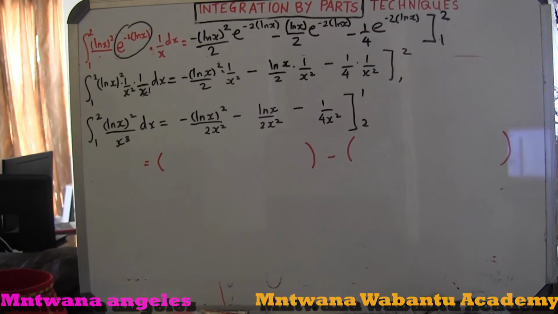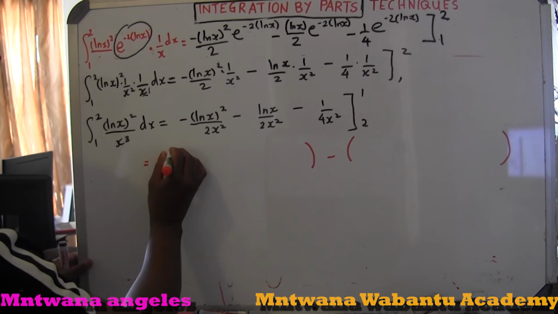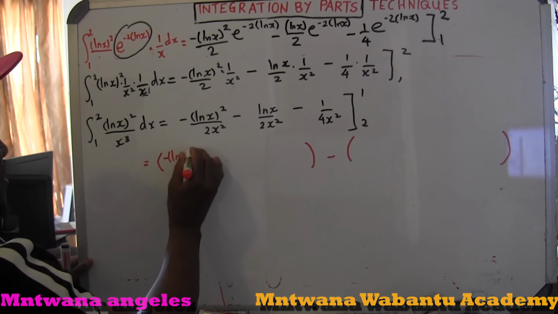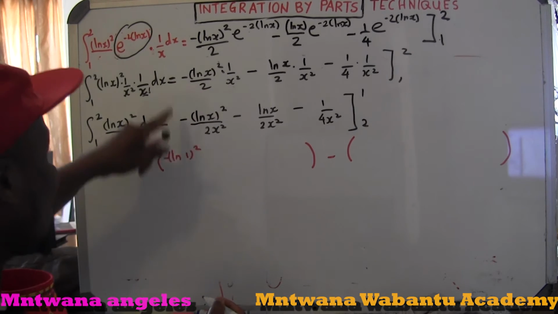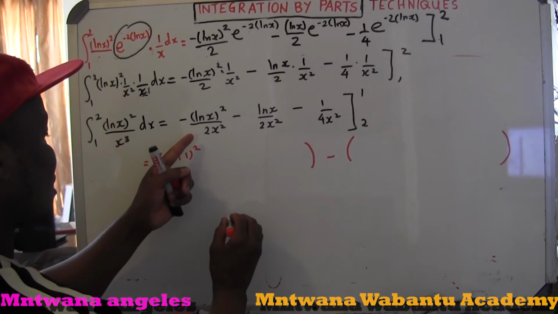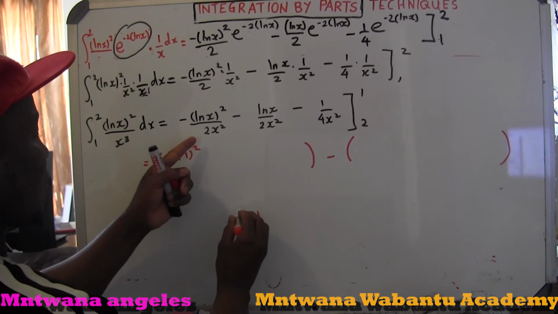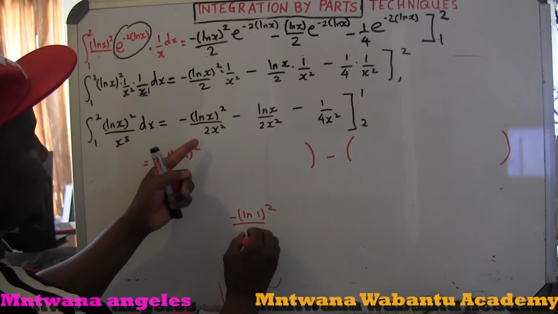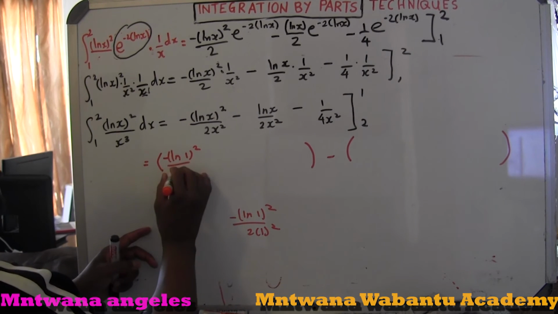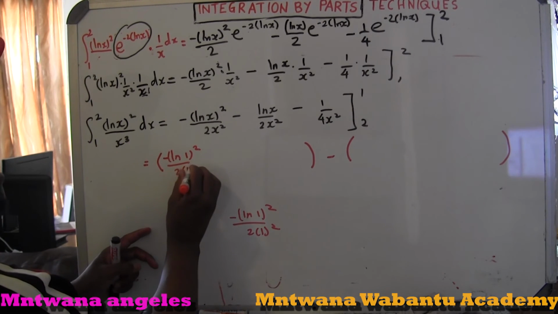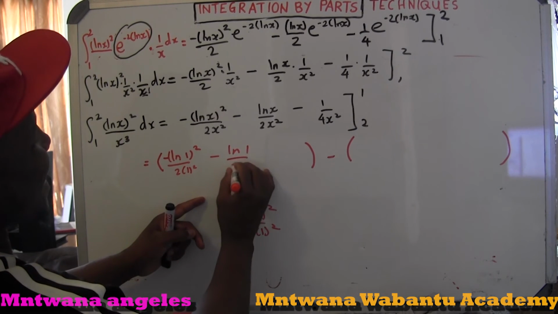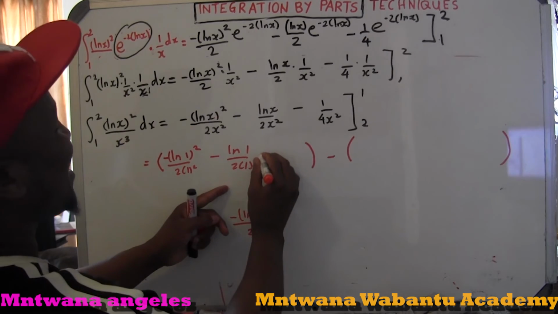So what is the upper limit? 1. So I'll say minus ln of 1 over 2 times 1 squared. But we know ln of 1 equals 0, so 0 divided by anything equals 0. But let me just show you step by step. You may say, oh man, you just went fast, I didn't even see how you did it. So let's just go slowly.